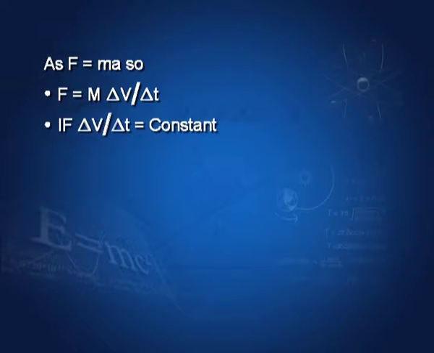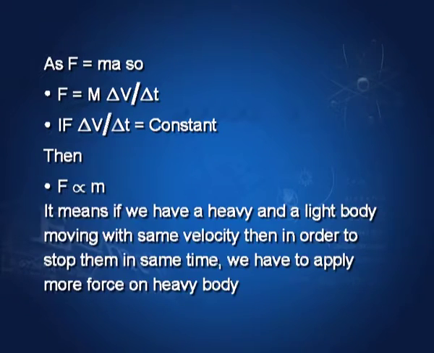As F equals ma, so F equals m delta v upon delta t. If delta v upon delta t is constant, then F is directly proportional to the mass of the body. It means, if we have a heavy body and a light body moving with the same velocity, then in order to stop them in the same time, we have to apply more force on the heavy body.